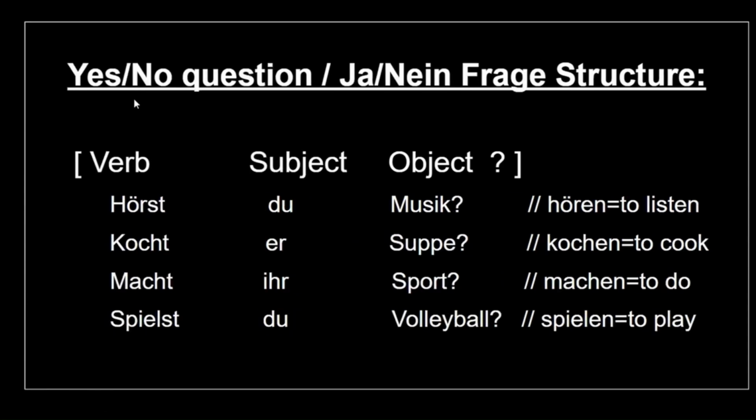Finally, we also need to know how to frame a yes-no question. It is called Ja-Nein-Frage or Satzfrage in German. The structure again is quite simple. You need to start the question with a verb, of course, a conjugated verb, and then place the subject in the second position and the object at the end. Of course, you need to put a question mark at the end.